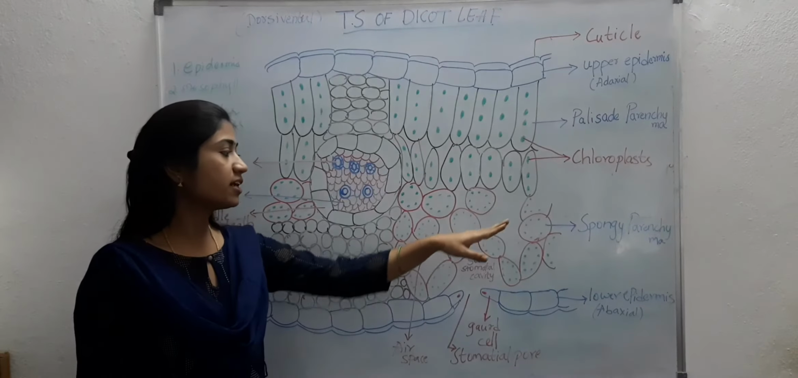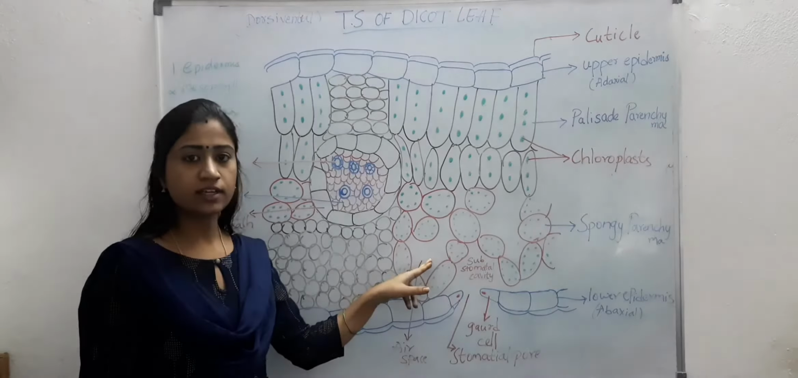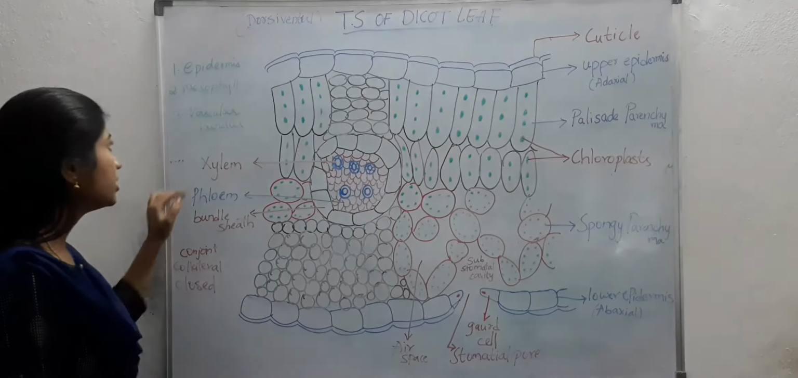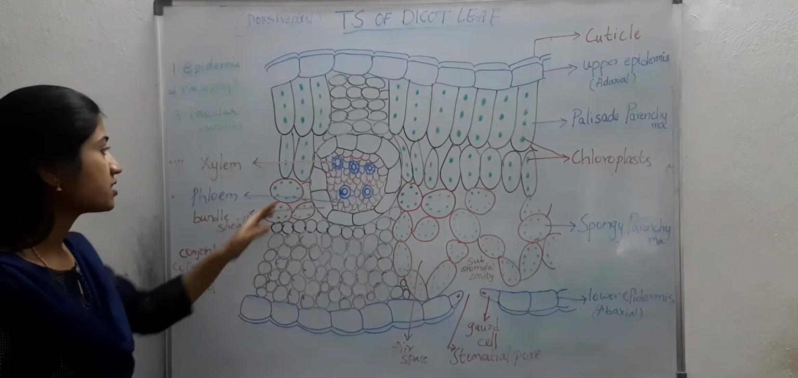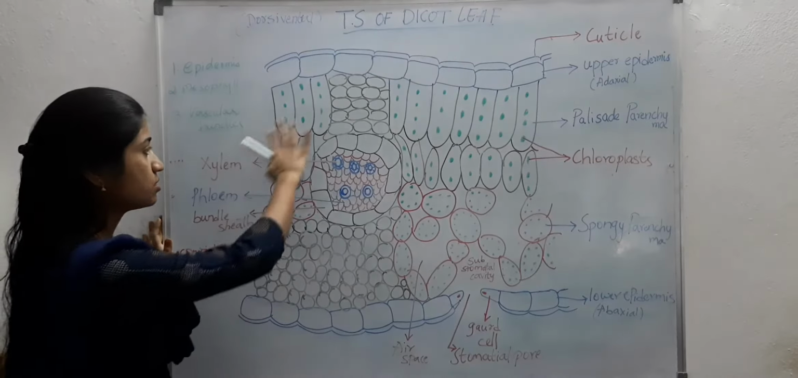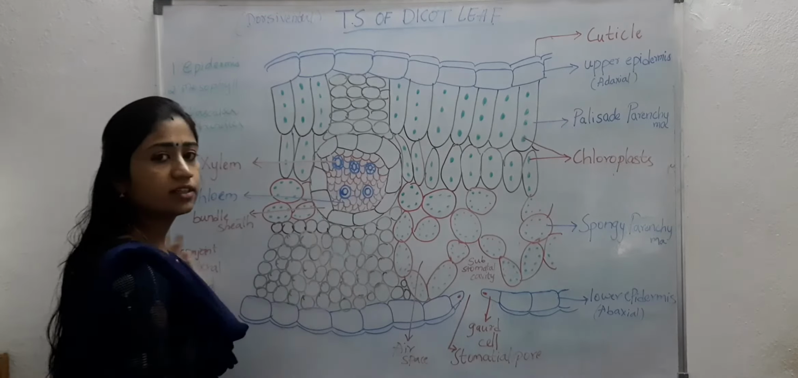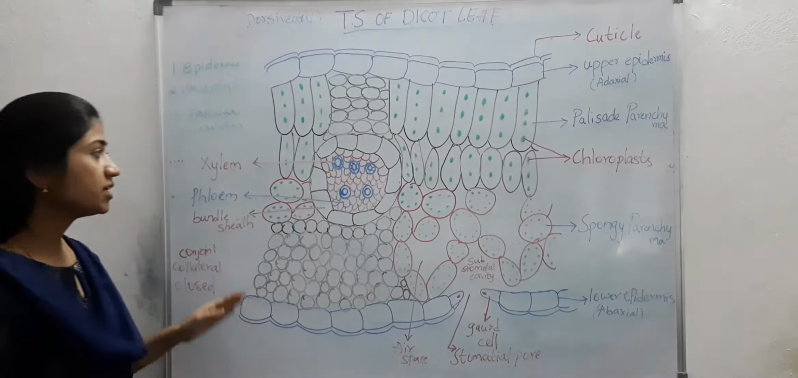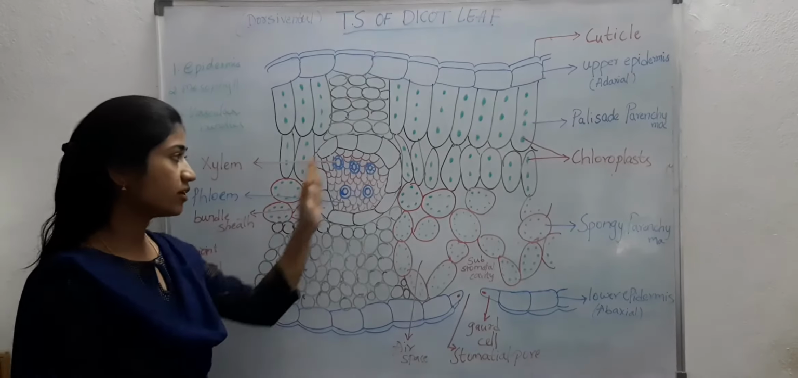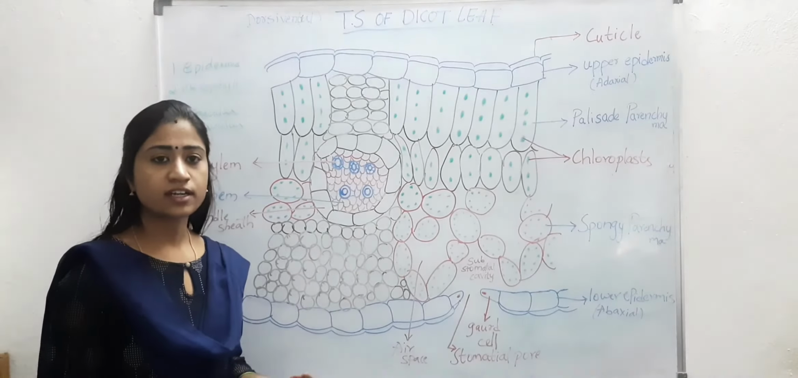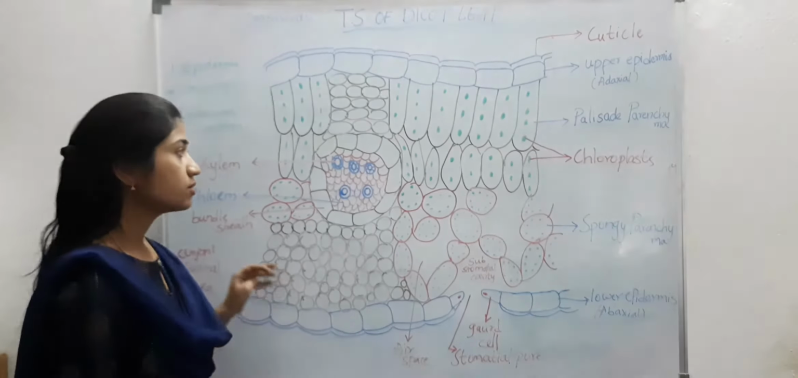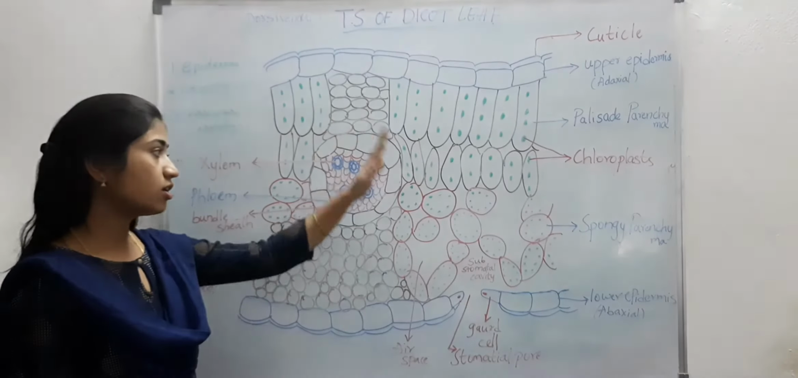The spongy parenchyma plays an important role in gaseous exchange, apart from food preparation. Next, coming to the vascular bundles. These are the vascular bundles seen here. The vascular bundles extend in the mesophyll in the form of veins. These veins help in the conduction of water and mineral nutrients throughout the leaf. They help in supplying water and minerals and food all over the leaf.